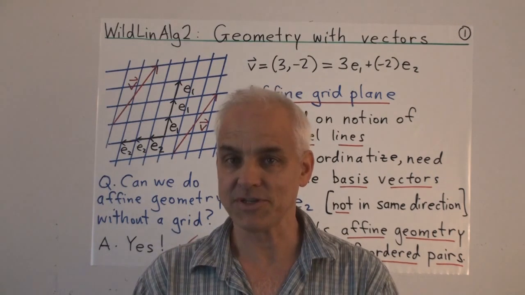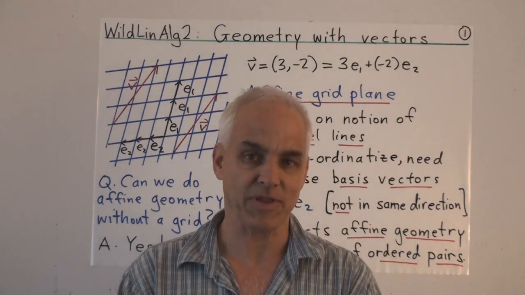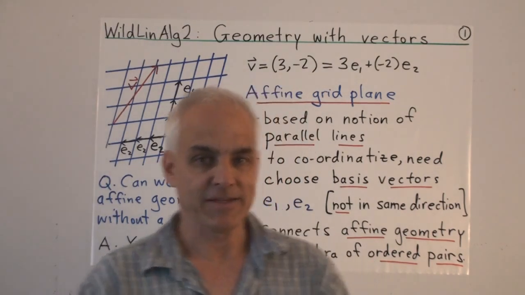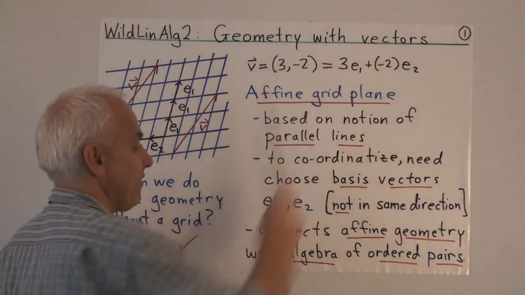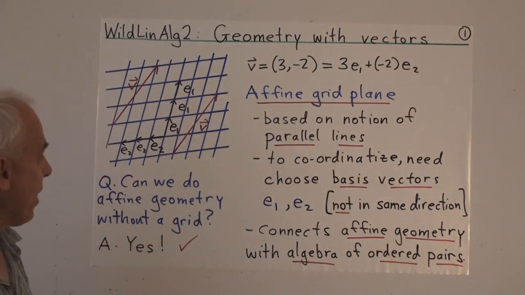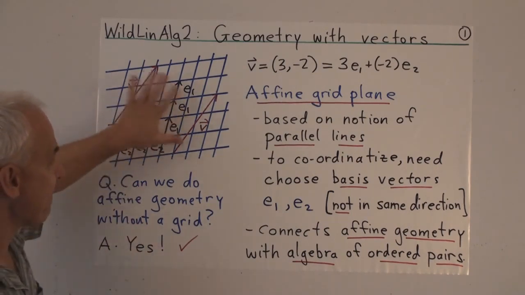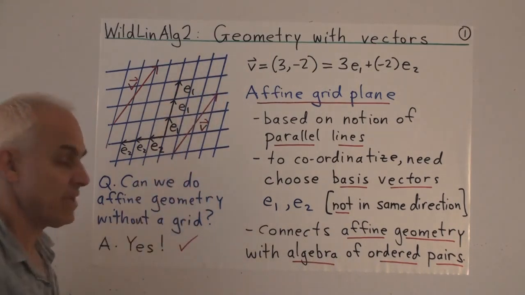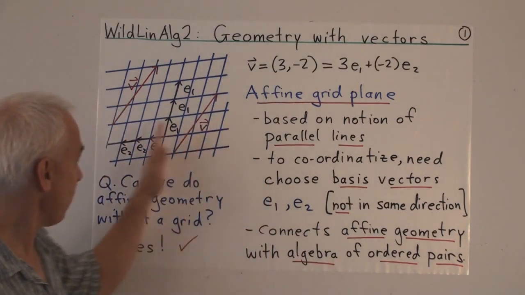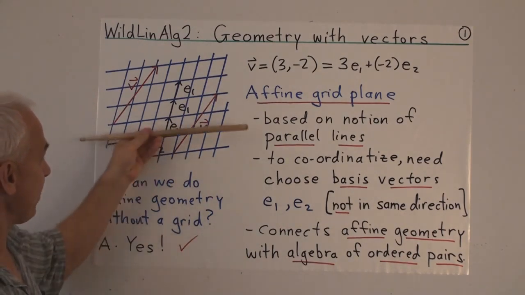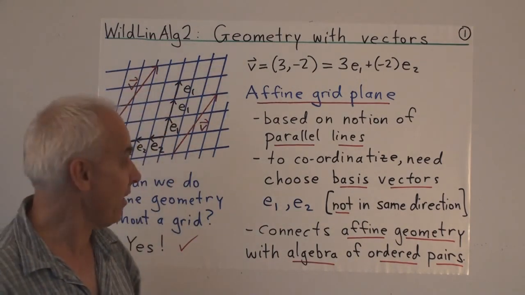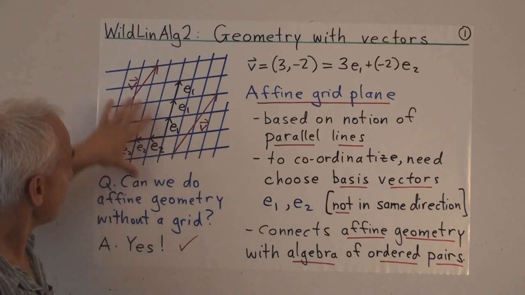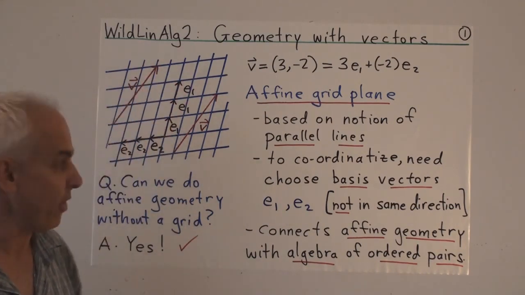So last time we introduced basic ideas of linear algebra in the sense of affine geometry in the plane. We talked a little bit about vectors. Today we're going to talk about geometry with vectors. Now, last time we worked in the framework of an affine grid plane. I remind you, that was something that we got by finding, first of all, a family of equally spaced lines in one direction, all parallel, and then another family of equally spaced lines in another direction, all parallel, and using some basis vectors in those two directions to describe relative positions between points.